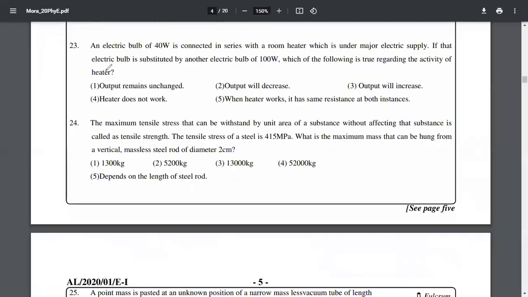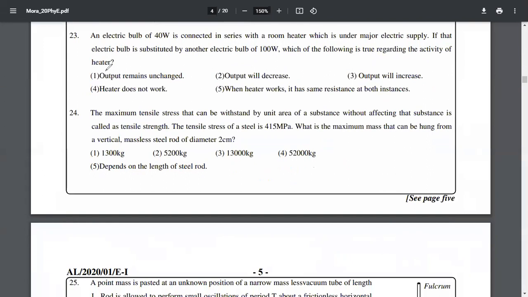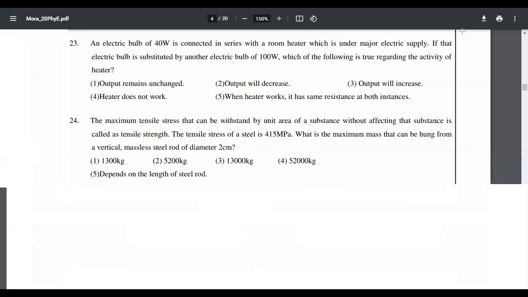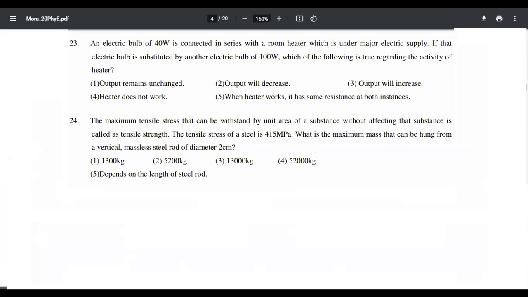Moving on, 23rd one, right? 23rd one is an interesting question. Let me explain that quickly. An electric bulb of 40 watt is connected in series with a room heater, which is under mains electric supply. Mains electric supply means that 240 volt supply, probably. If that electric bulb is substituted by another electric bulb of 100 watt, which of the following is true regarding the activity of the heater?